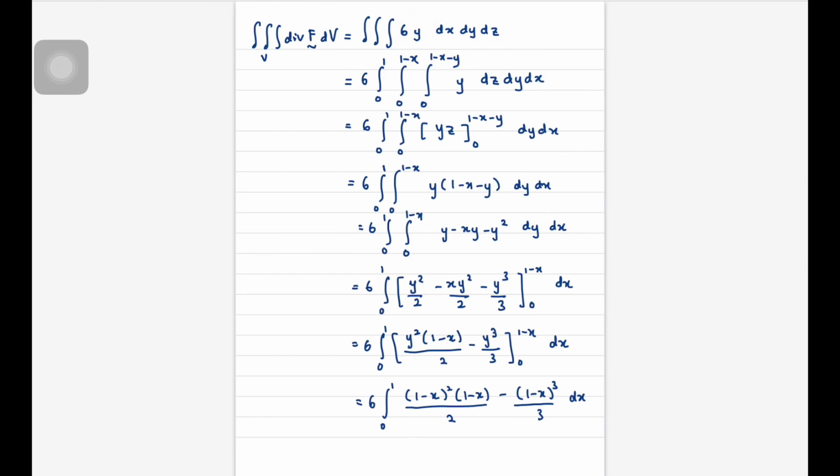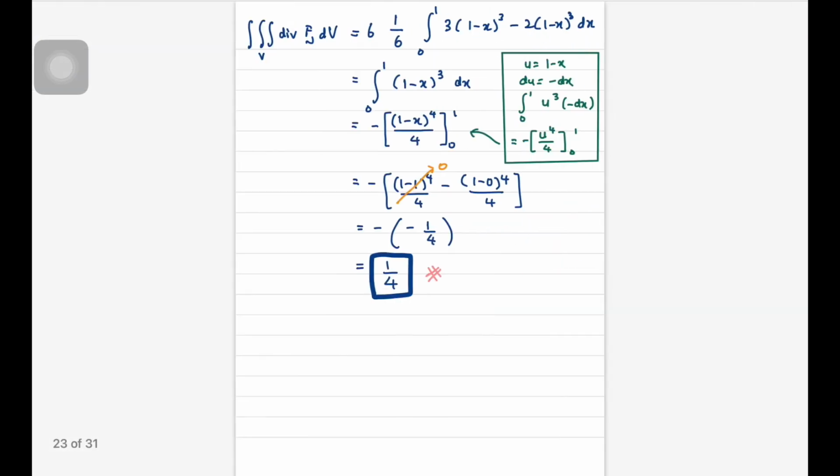Okay, so just integrate with respect to z. Simplify. Substitute lower and upper limit. Integrate with respect to y. Substitute lower and upper limit. Simplify. And then integrate here with respect to x. Simplify. Then you will get 1 over 4.